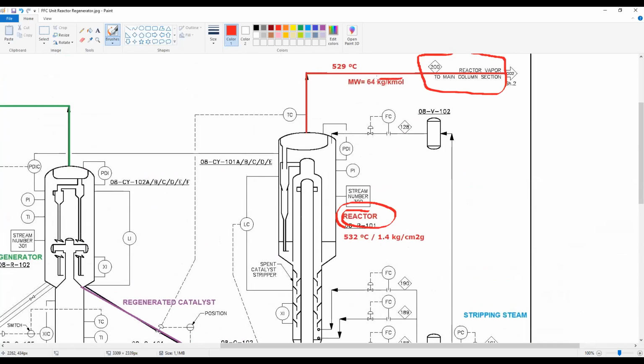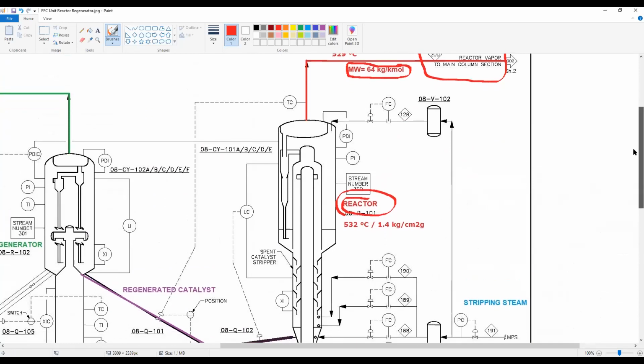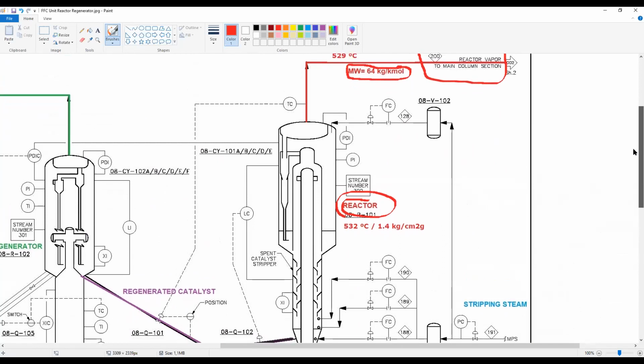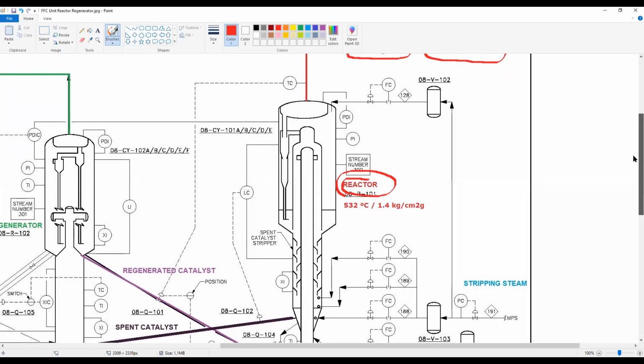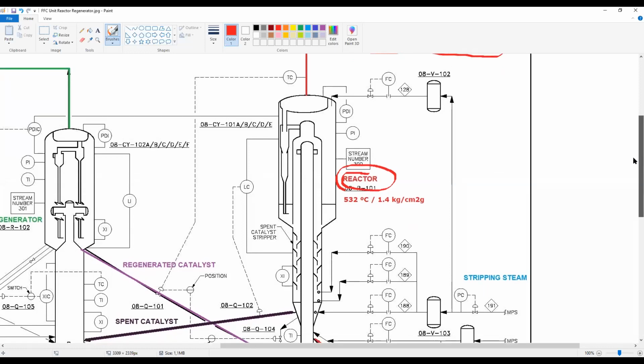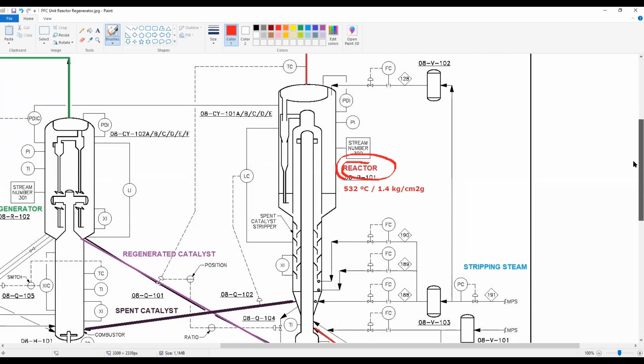So this is due to our cracking reactions. We will go to lighter components, okay? That is the importance of this unit in the refinery, to go from these very heavy hydrocarbons to lighter hydrocarbons. Also, I have shown here the different steams that we have in the reactor.